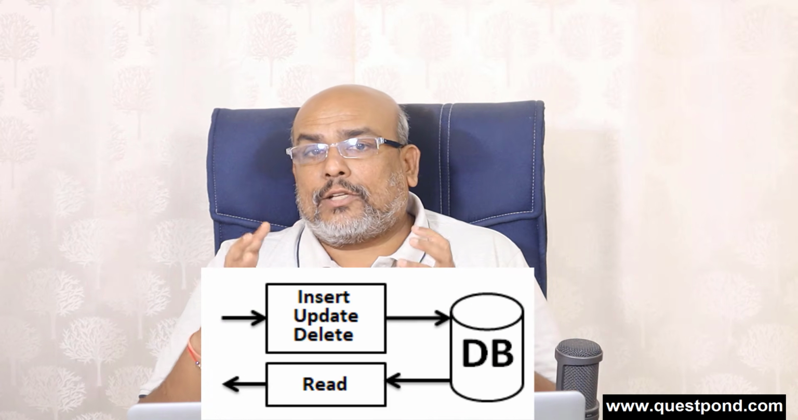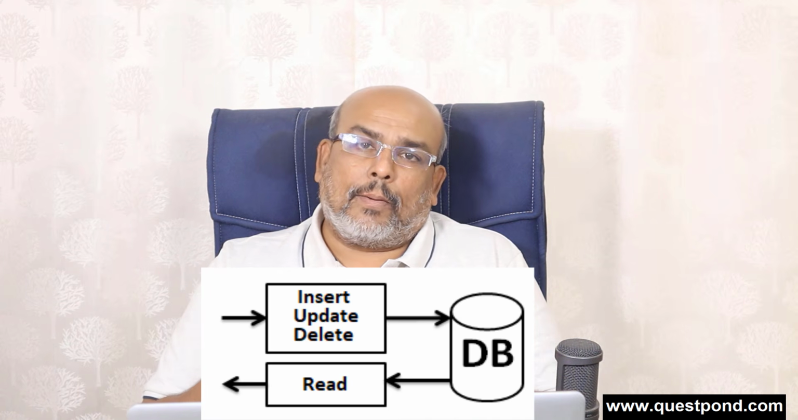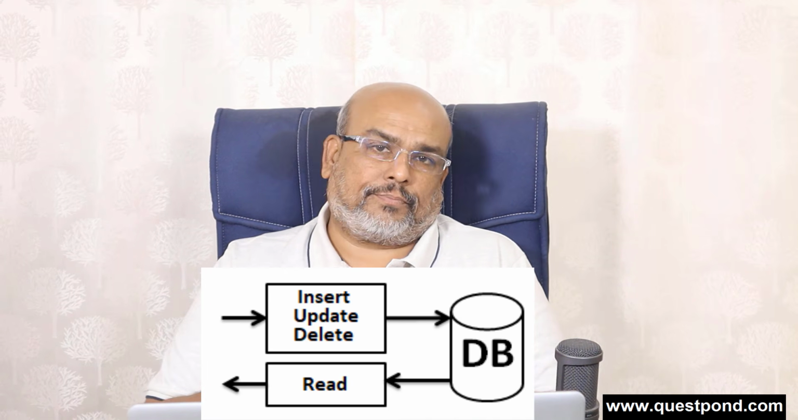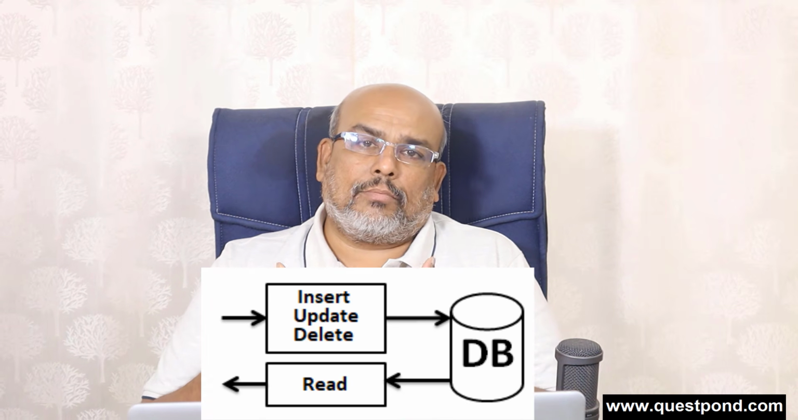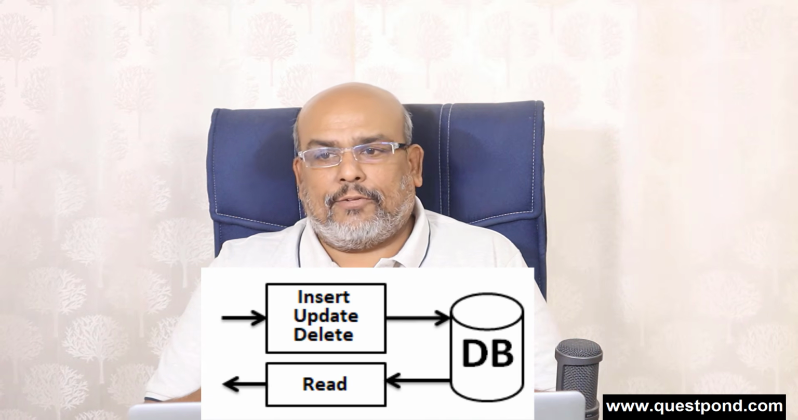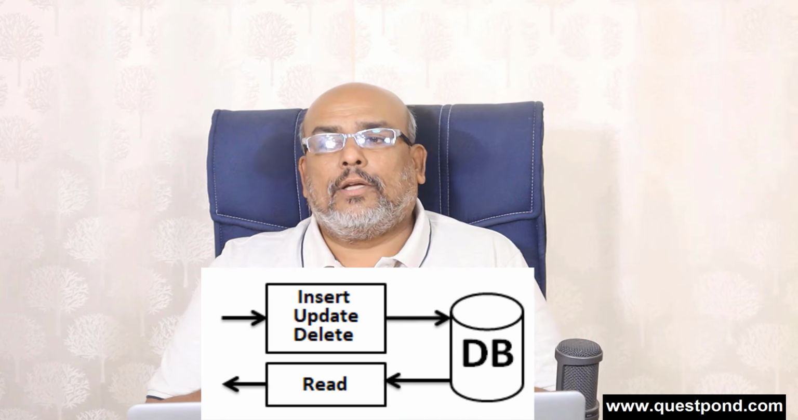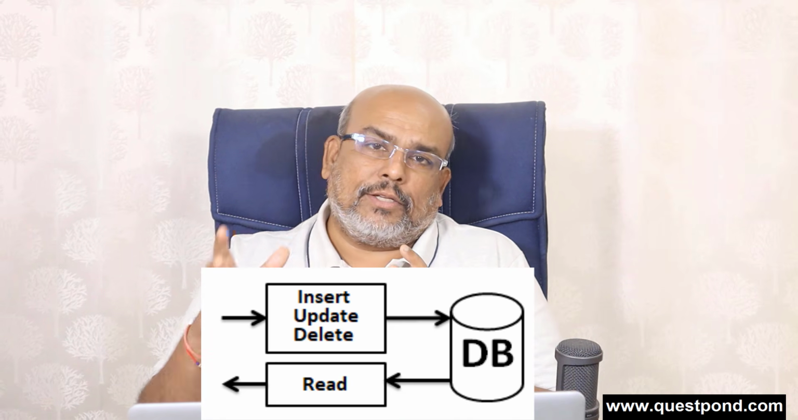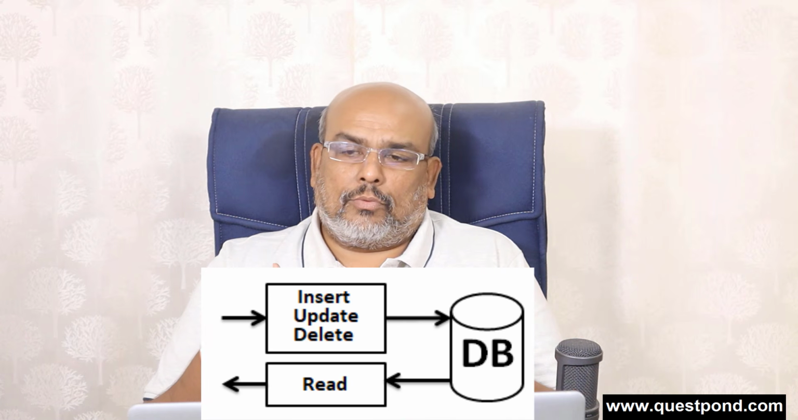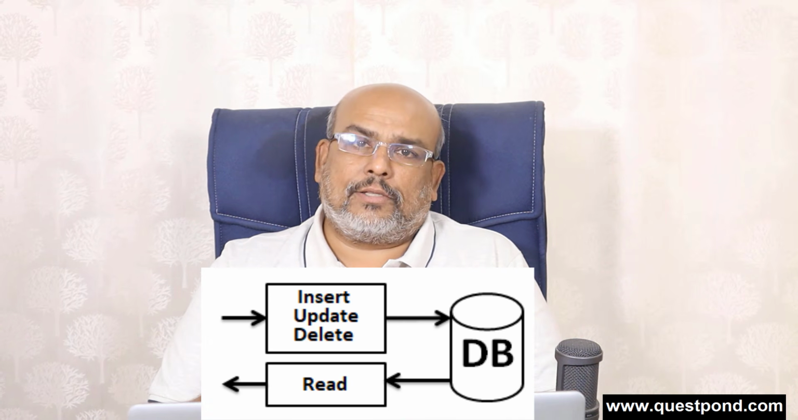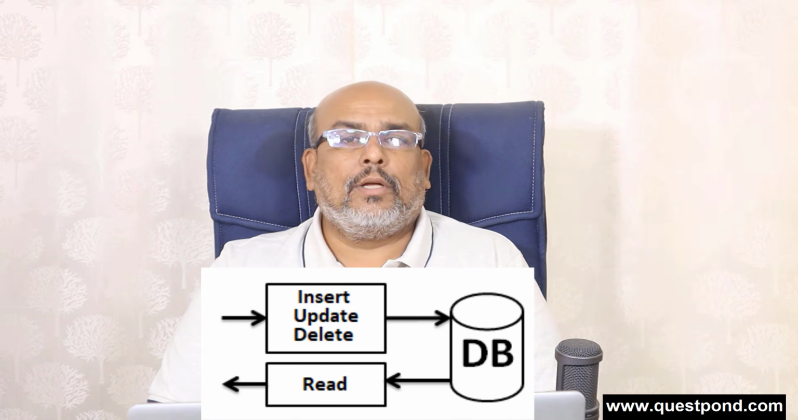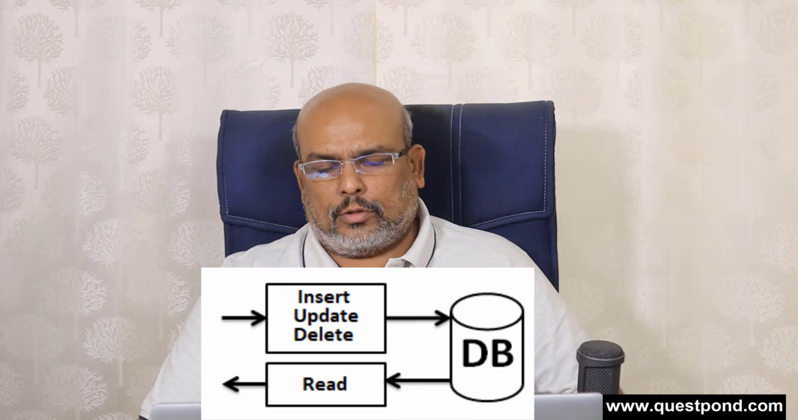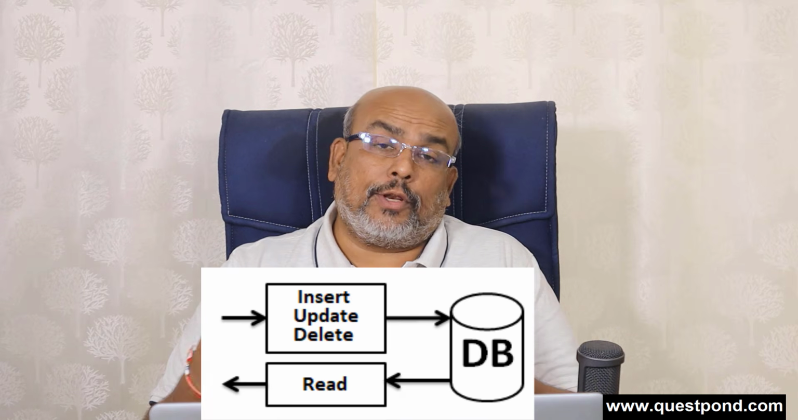So what happens in CQRS? We create separate classes for insert, update, delete, and read. I repeat, CQRS is a design pattern where the goal is to create separate classes, separate models, for create, update, insert, and read. For example, if you have a customer class, you will create a create customer, an update customer, a delete customer, and a read customer.